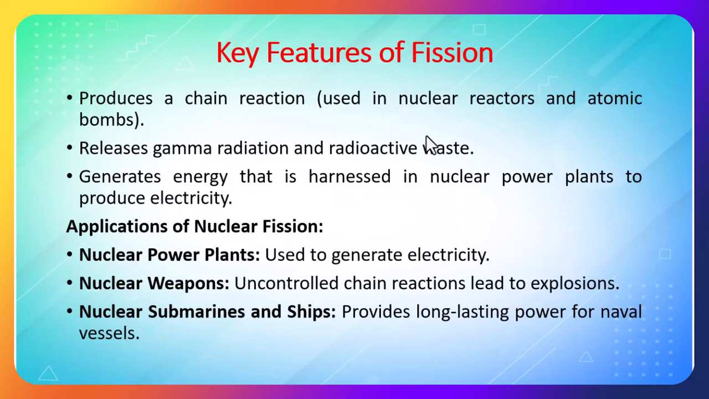the process. Okay, key features: it produces a chain reaction, and releases gamma radiation and radioactive waste. So handling is a little bit tedious when you go for power generation from fission reaction. The generated energy is harnessed in a nuclear power plant to produce electricity. Application, we all know, it is used to generate electricity. Then you have nuclear weapons, then nuclear submarines and ships. Yeah, this is a very important role nowadays.